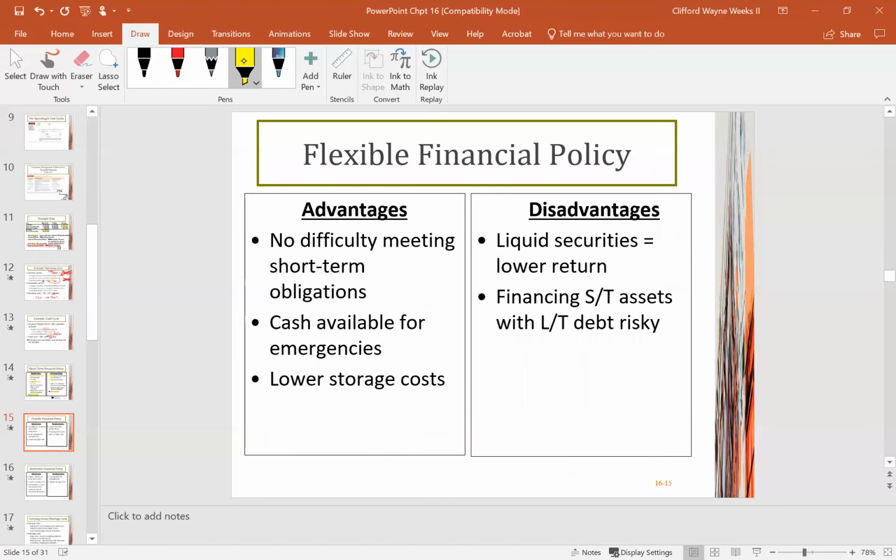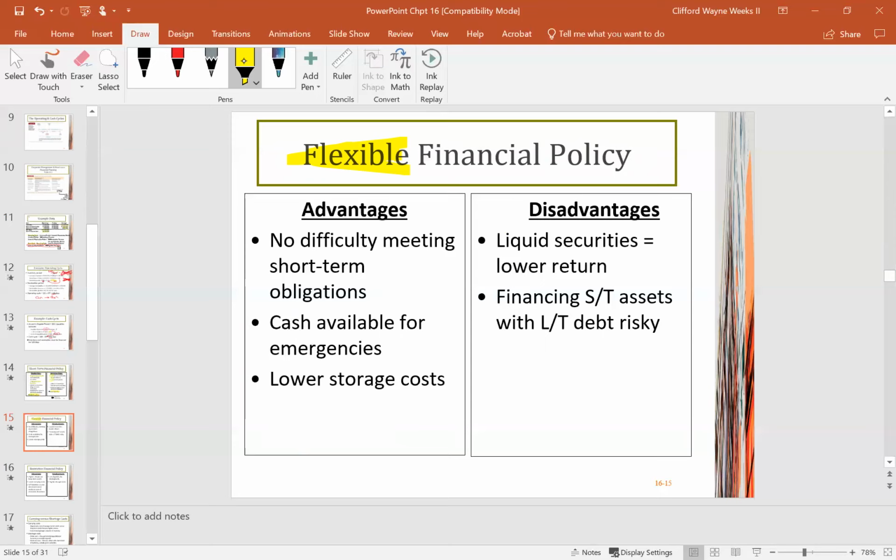So the advantages and disadvantages of a flexible policy. The advantage is no difficulty in meeting short-term obligations. You can pay what you owe because you have the cash on hand. Cash is available for emergencies, and we have lower storage costs.